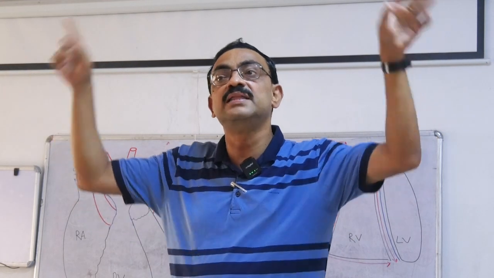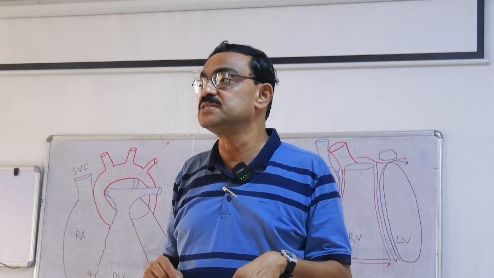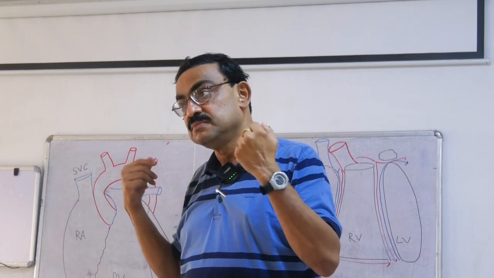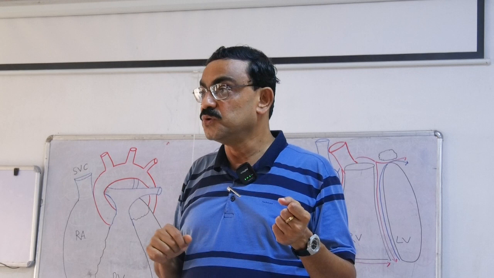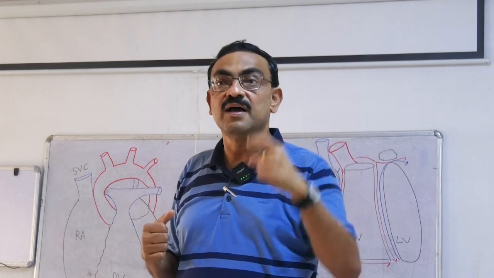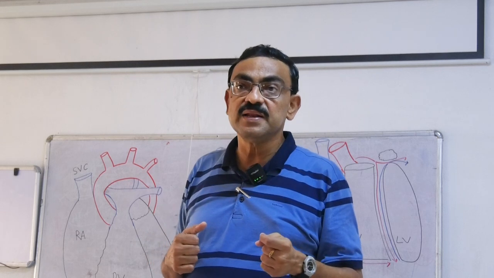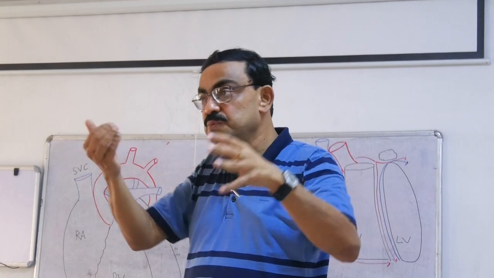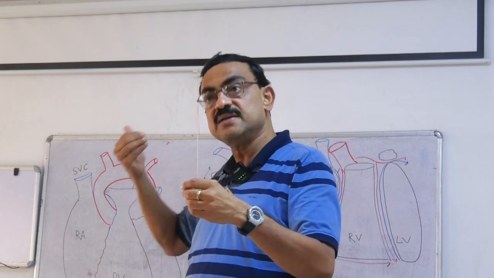And you know already the structures within the posterior mediastinum, they are the esophagus, the thoracic duct, the descending thoracic aorta, the azygous vein, hemiazygous vein, okay. All these things will be present behind.